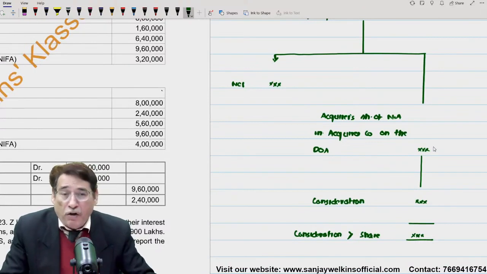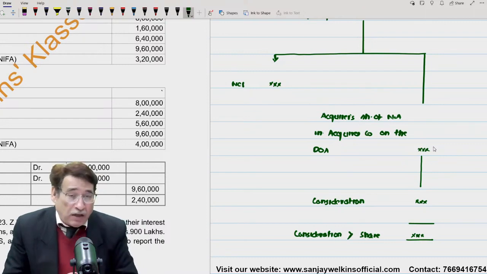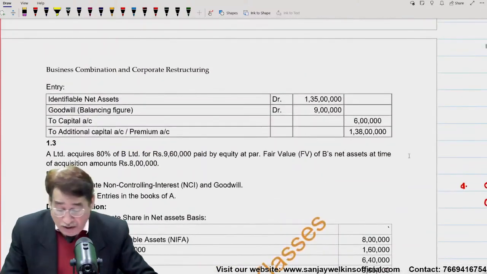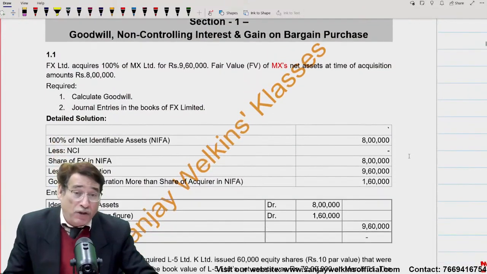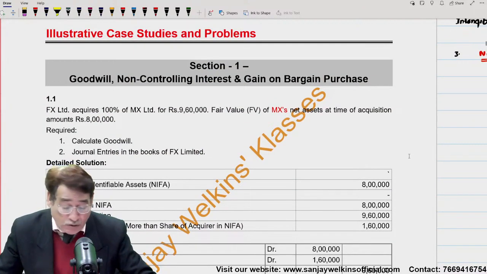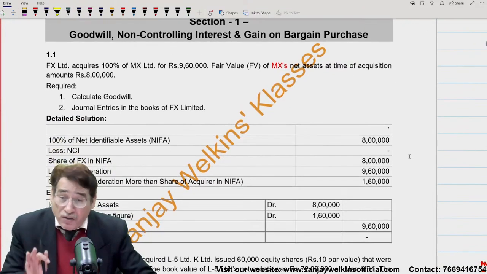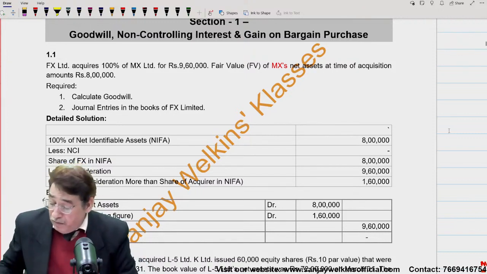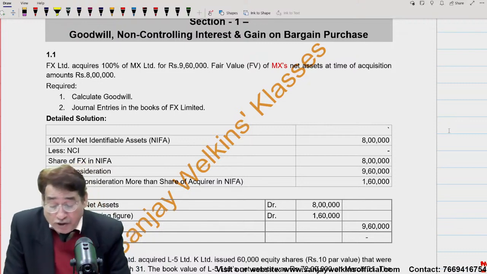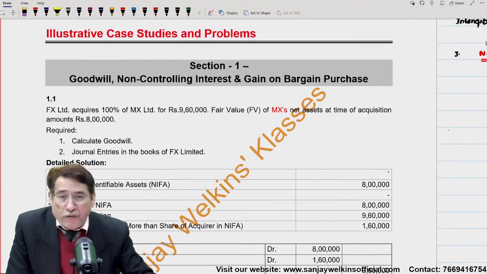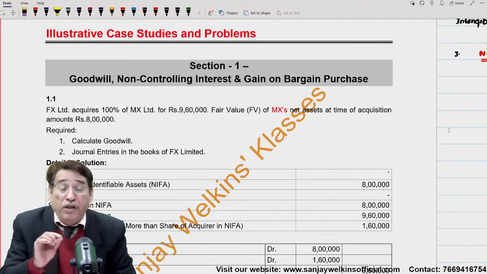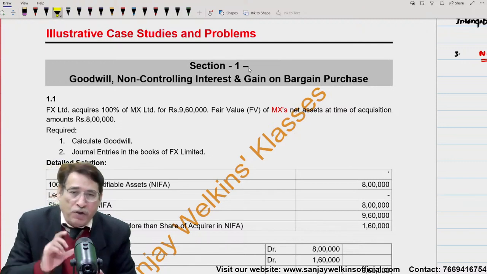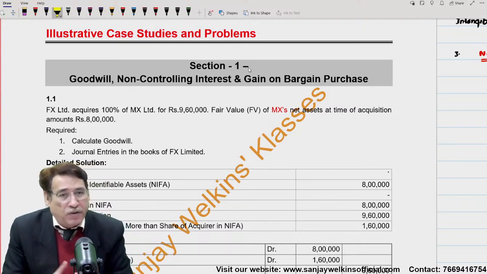Now, after having taken care of all these things, we are in a position to take a step towards something else, and pay attention here. Here I have kept the notes with me, but I'm not very sure whether you have the books or notes right now. Anyway, I would insist that when we meet in the next session, at least you should have the notes so that you do not have any difficulty. Now we start with the first section. I've already told you we have divided the entire chapter into 23 or 24 sections, and this is the first section. In this section, we have kept questions related to computation of goodwill or non-controlling interest or gain on bargain purchase.